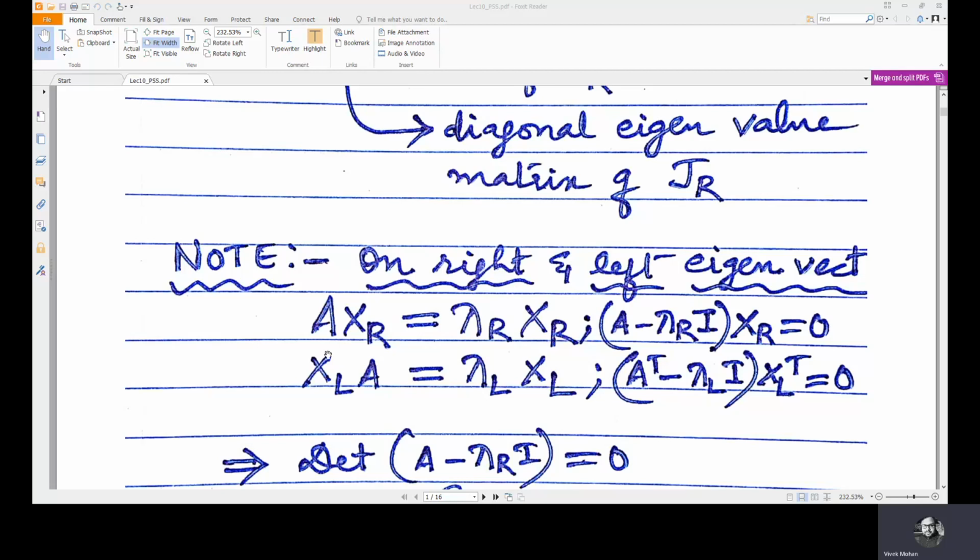You can see that XL into A equals lambda L into XL, and (A transpose minus lambda L into I) whole into XL transpose equals 0. Because if we have A with eigenvalue lambda and the corresponding right eigenvector XR, then if we take A transpose, we will get the corresponding left eigenvector. The right eigenvector corresponds to A, and the left eigenvector corresponds to A transpose. That is what is defined here in these two equations.